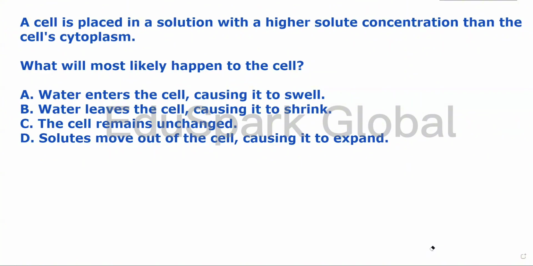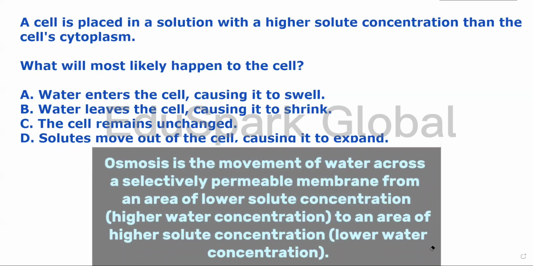So the question states that the solution has a higher solute concentration than the cell's cytoplasm. Such a solution is called hypertonic solution. So the key concept to this question is osmosis. Osmosis is the movement of water across a selectively permeable membrane from an area of lower solute concentration, which is the same as higher water concentration, to an area of higher solute concentration, the same as lower water concentration.